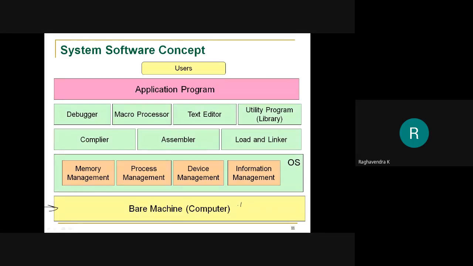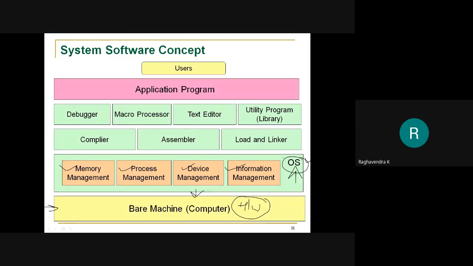So we have the bare machine, which is nothing but the hardware. On top of the hardware sits the operating system, and the operating system, I don't know whether you have studied operating system or not, performs different management tasks. It manages memory, it manages processes that run on the system, it manages the devices that are connected to your computer system, and it manages the data. So different types of management are there, and the operating system takes care of these things by sitting on top of the hardware.